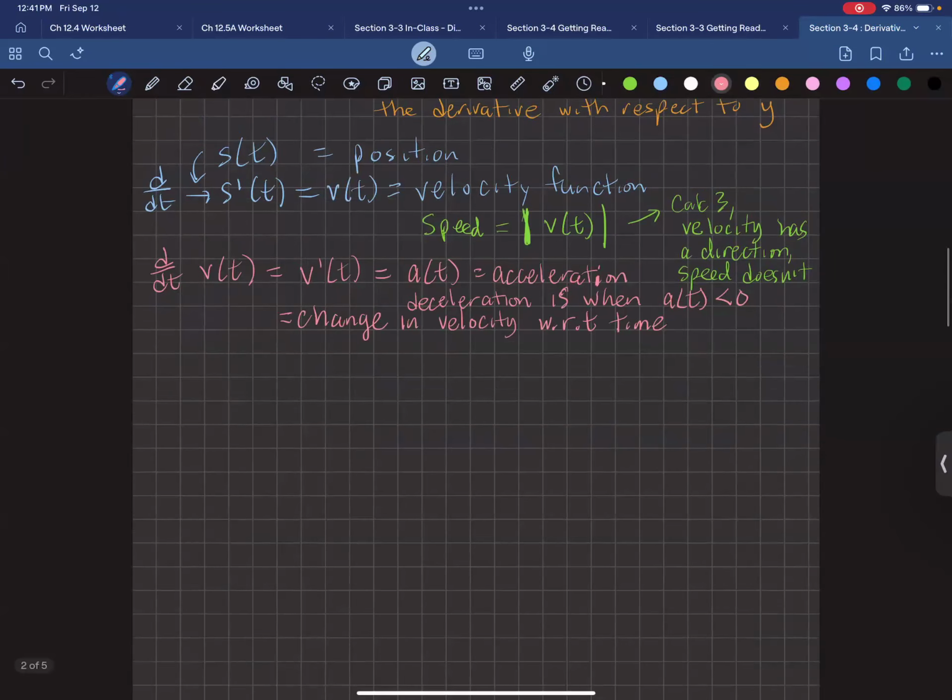And so a of t is v prime of t, which is the second derivative of the position function.